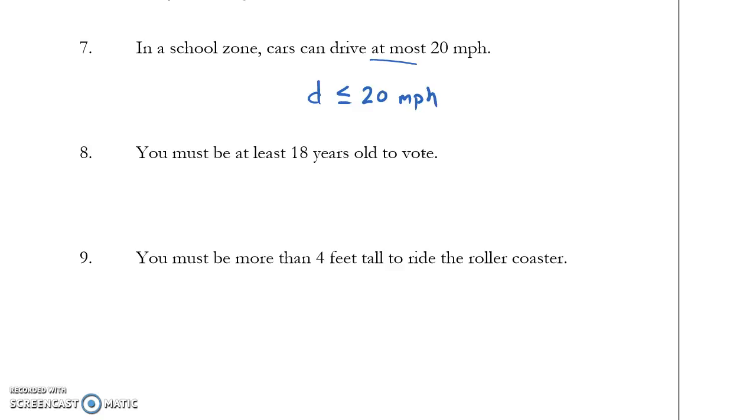And we just had a president sworn into office, and that person was voted in. You must be at least 18 years old to vote. So your age needs to be greater than or equal to 18.